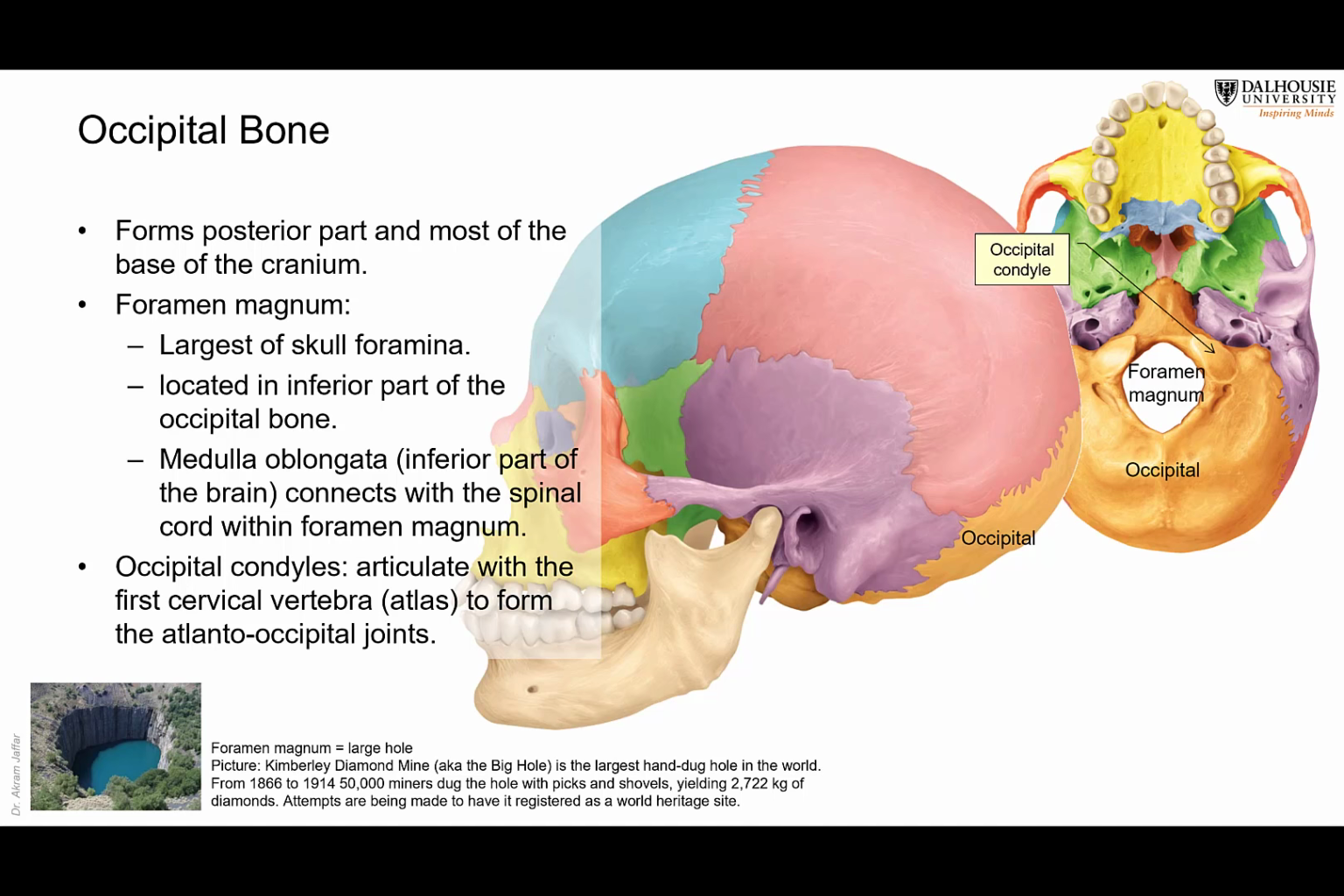In other words, this is how the vertebral column articulates with the cranial cavity, and this is how the dorsal body cavity continues from the cranial cavity to the spinal cavity, which is present inside the vertebral column.